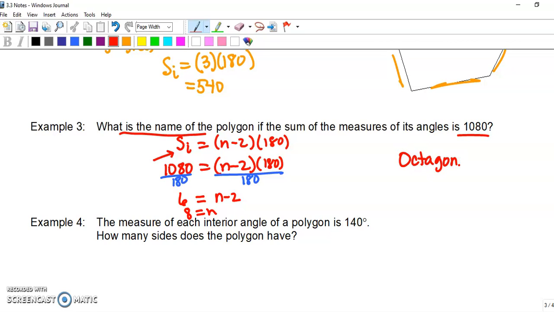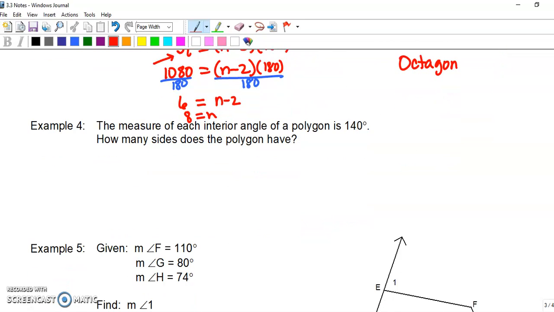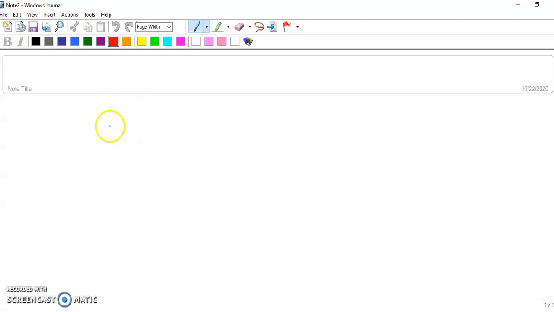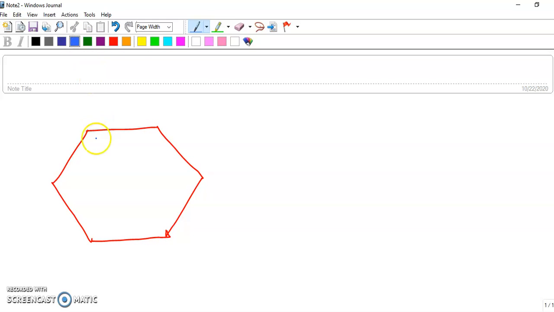Now, if the measure of each interior angle is 140, how many sides does it have? The way I like to approach this is, let's take a look at what are called interior angles and exterior angles. So I'm just going to draw a hexagon this time. These are the interior angles. I'm just going to mark them each differently. This is not necessarily a regular hexagon. An exterior angle is formed when you extend one of the sides. Then this is the exterior.